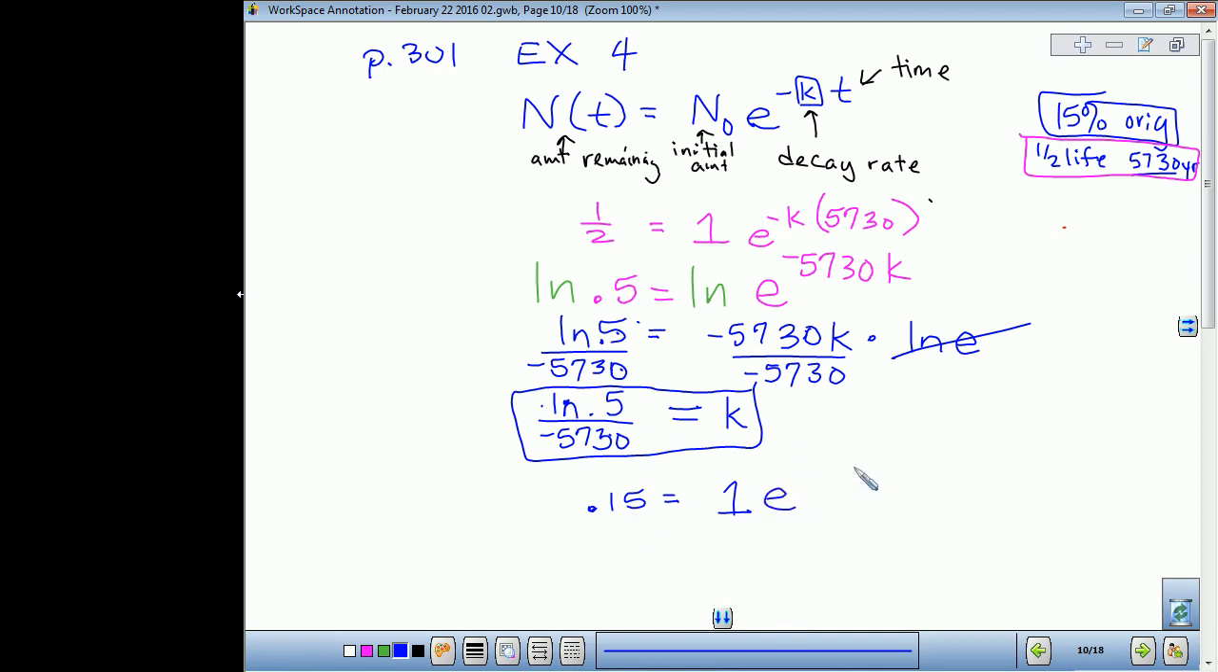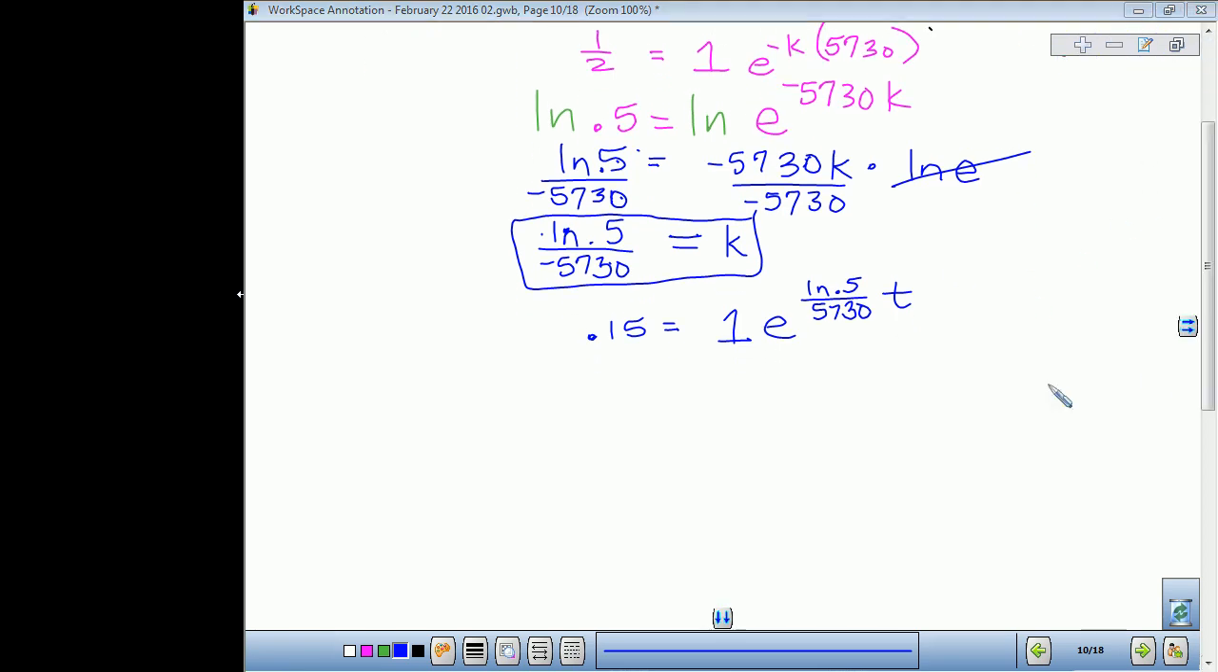And I know k. I know k is this. But this is supposed to be the opposite of k. Well, k is negative here. So if I take the opposite of negative, I get a positive. So I'm just going to write this as ln of 0.5 over 5,730 times t. And I'm solving for t.